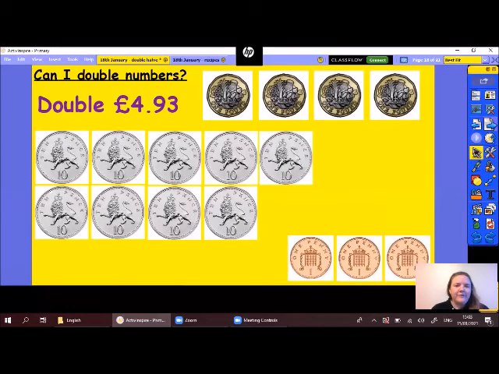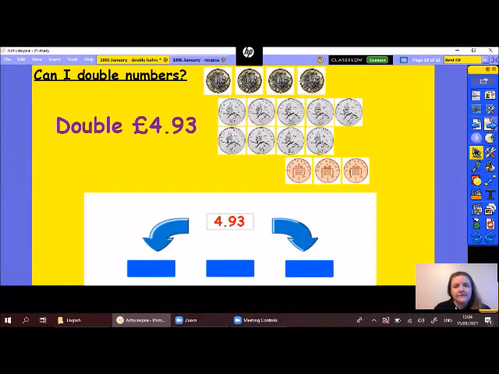Not if you think of how £4.93 is made up. So £4.93 is made up of £4, so £4 coins, 90p, which could be represented by 9 10p coins, and 3p on the end. So we've got £4, 90p, and 3p. So we partition it that way. So what do you think will be written in each of these boxes?